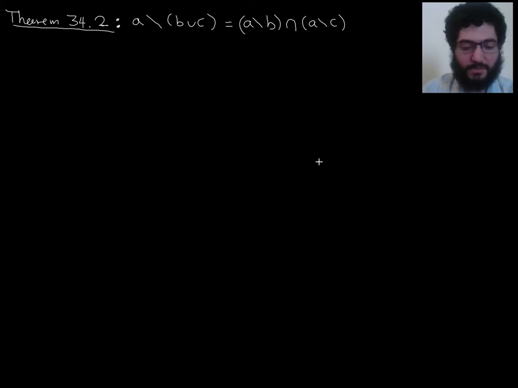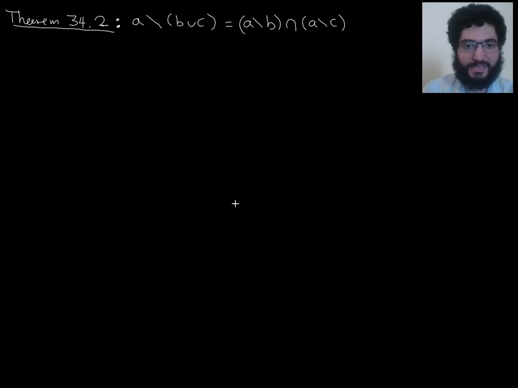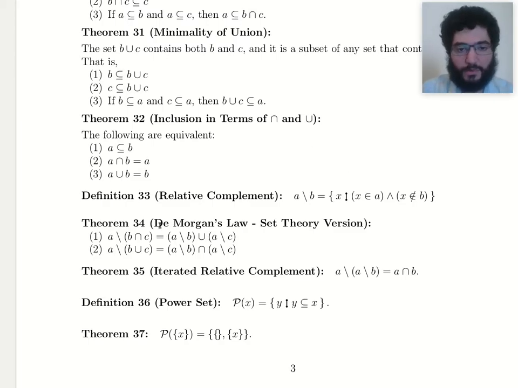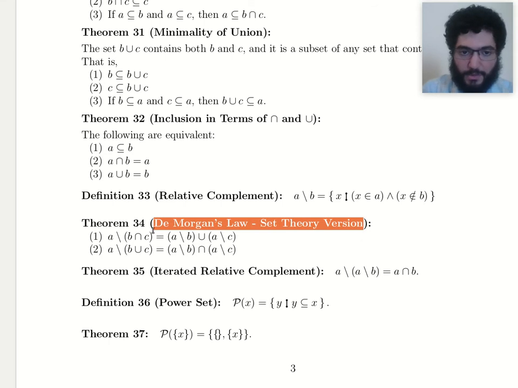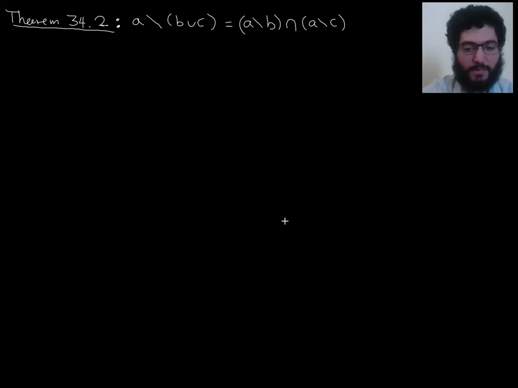Hopefully it reminds you of DeMorgan's law from logic, where a not can distribute over an or, and when it distributes, the or flips and becomes an and. So this is a very similar kind of thing. And in fact, this is also called DeMorgan's law. This is what we're looking at, Theorem 34, Part 2. This is also called DeMorgan's law, but it's the set theoretic version of DeMorgan's law.